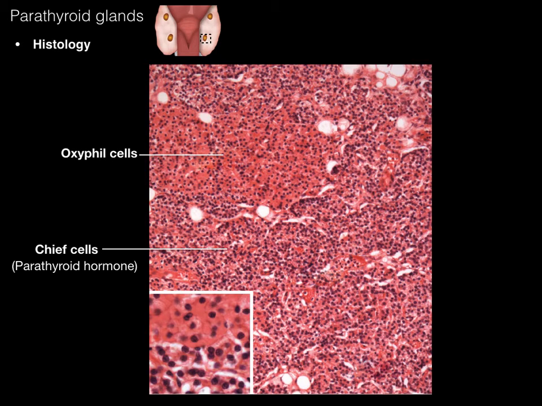These more red staining cells are called oxyphil cells, and I'm not really sure what they do. And that's not just me. Most science doesn't quite know what they do. They might be cells that were chief cells that don't function anymore. Most all parathyroid hormone comes from the chief cells. That's the main thing to know.